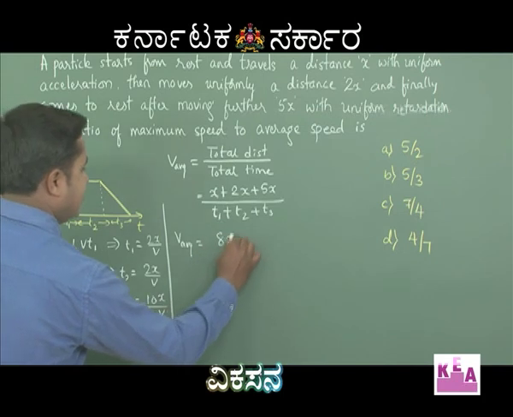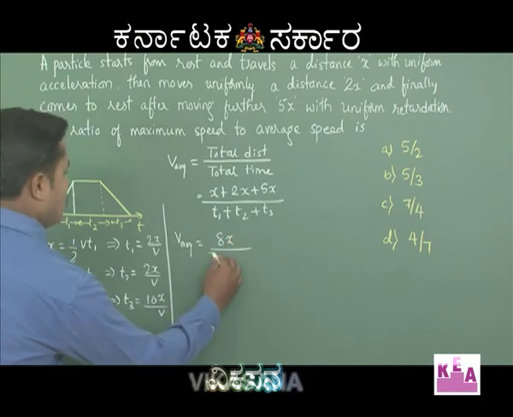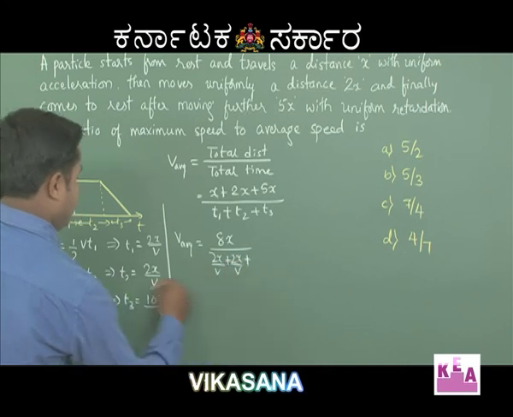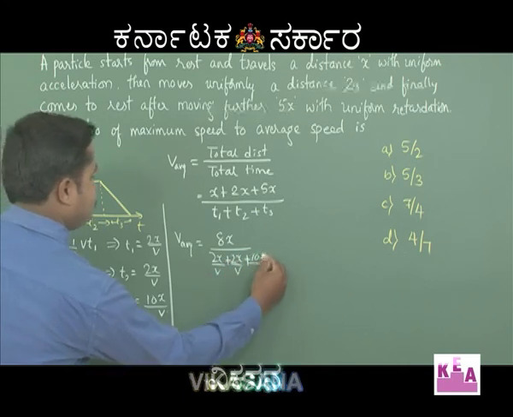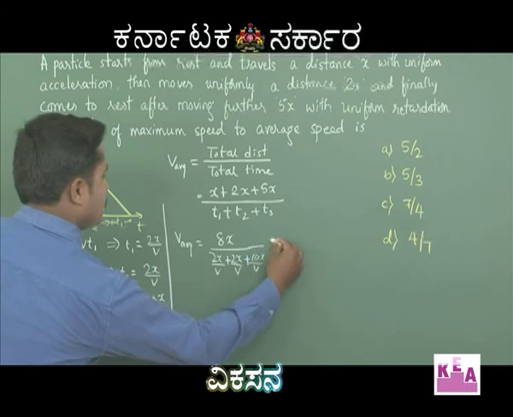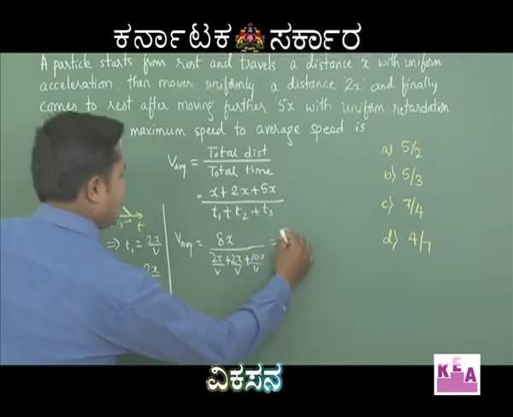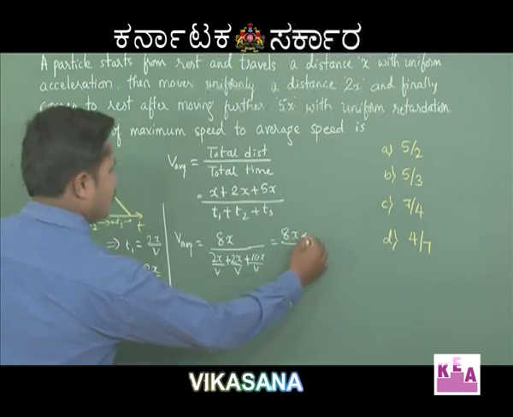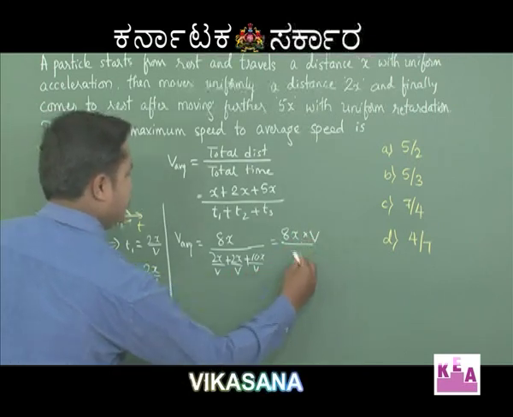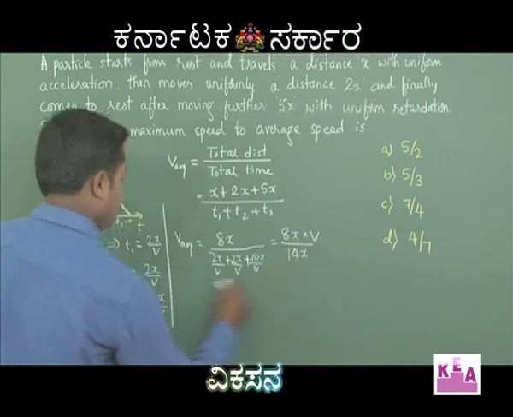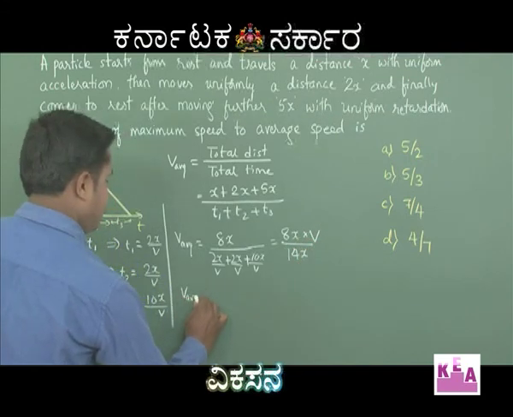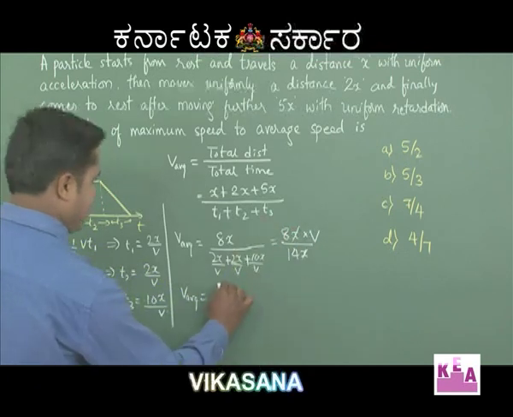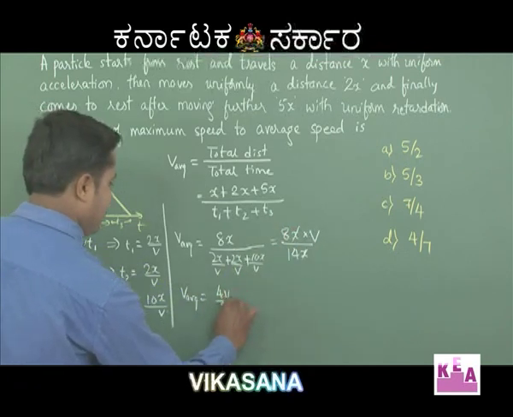Substitute these expressions in the expression for average speed, that is v average is equal to 8x divided by 2x by v plus 2x by v plus 10x by v. So, this is 8x divided by 14x by v, and v goes to the numerator. The x gets cancelled, so average speed is 8v by 14, that is 4v by 7.